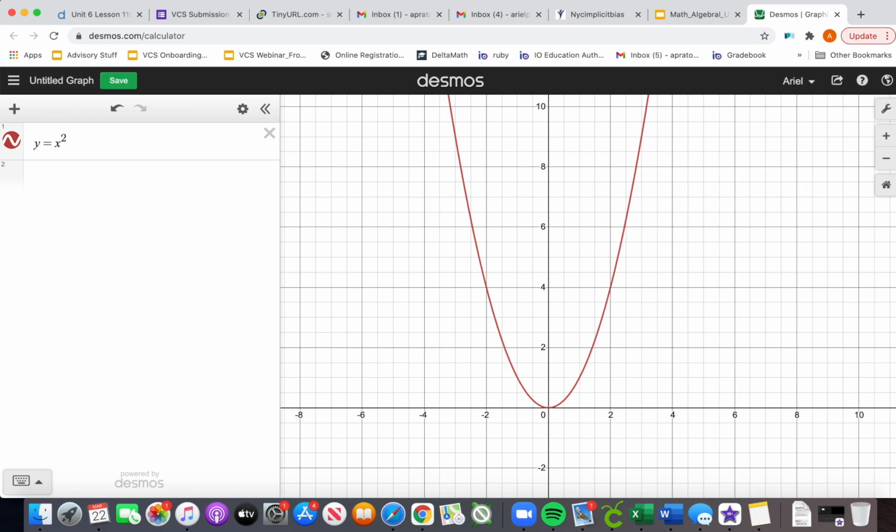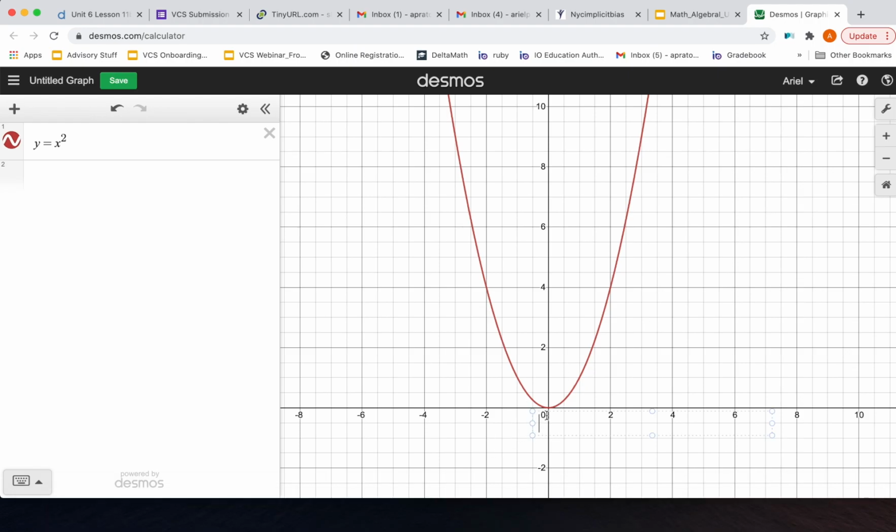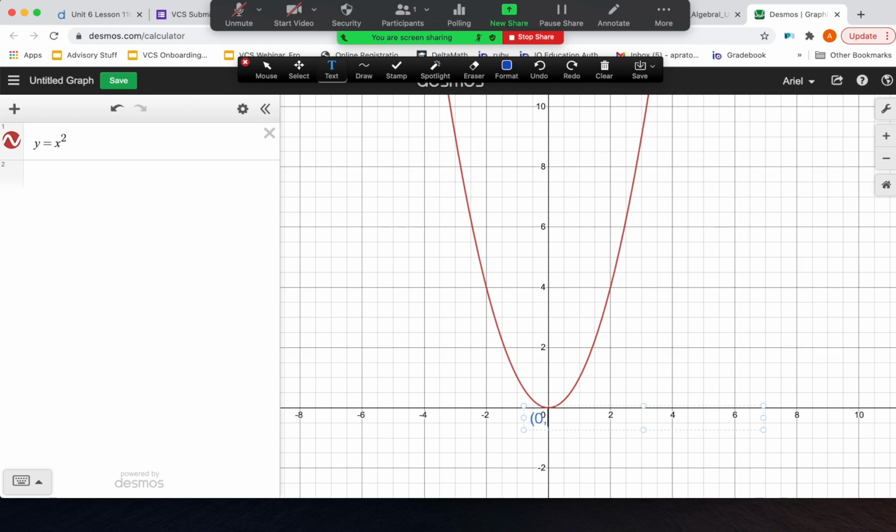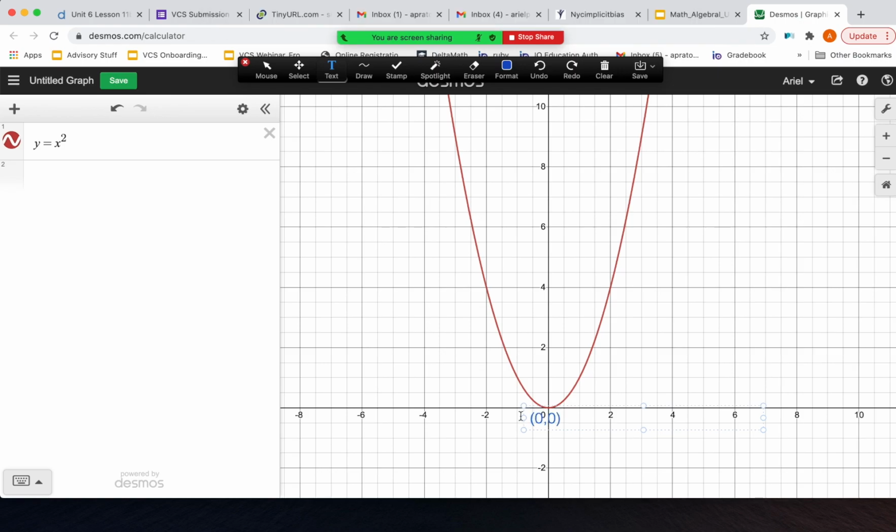And I'm going to annotate on here. Give me 1 second. The original quadratic function has a vertex of 0, 0. Oh, why is this not annotating? There we go. It has a vertex of 0, 0. And it has an x-intercept of 0, 0. The vertex is the lowest point on the graph or the highest point. It's either the minimum or the maximum. And the x-intercept is where the graph crosses the x-axis.